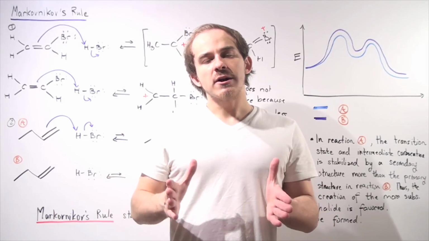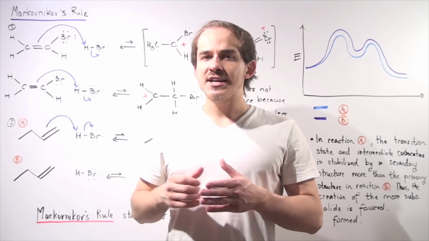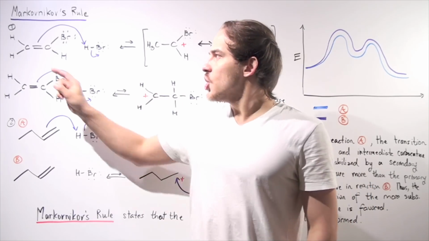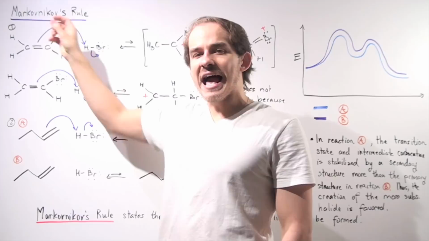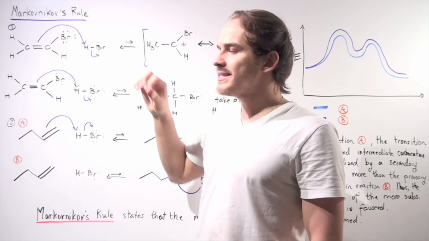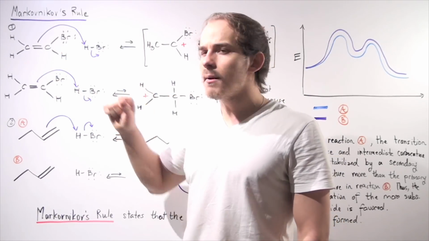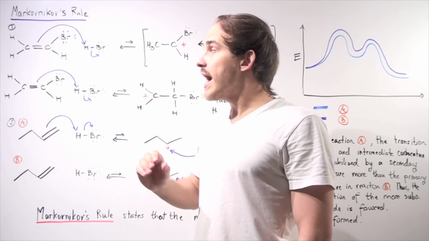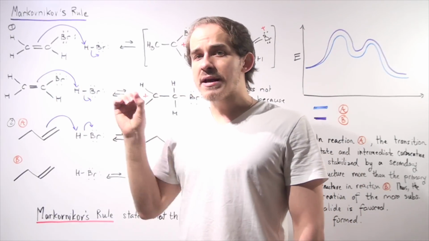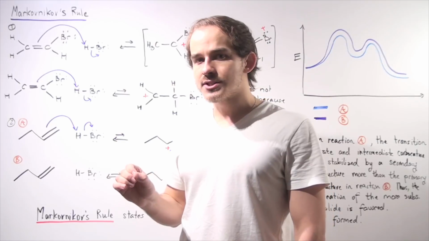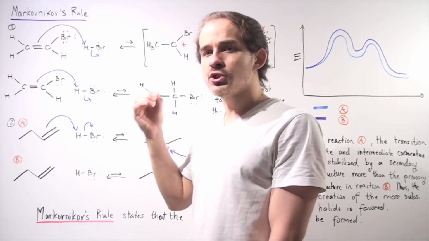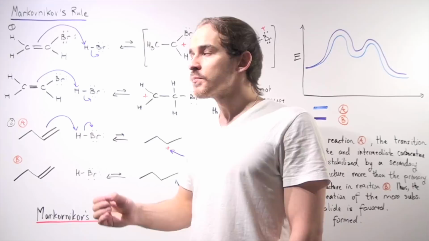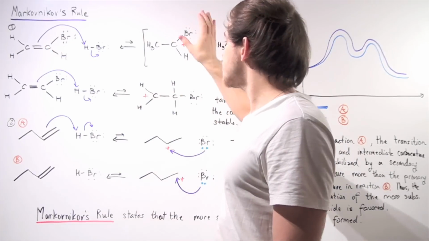So let's continue our discussion on hydrohalogenation reactions, and let's look at the following reaction in which we have an asymmetrical alkene that has a bromine attached to one of the carbons in the double bond, and we add an HBr molecule. Now, because this is an asymmetrical alkene, that means in the first step we will produce two possibilities of carbocations. So the first reaction looks as follows.